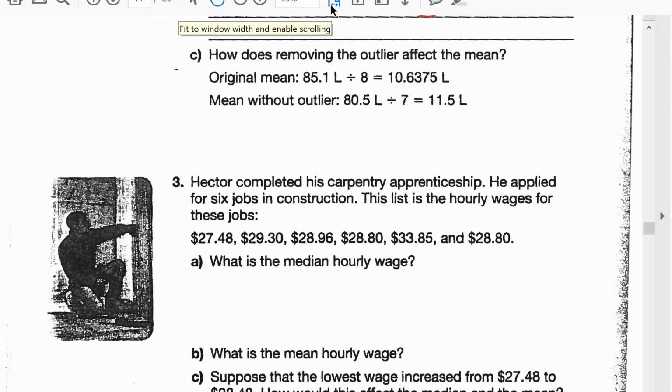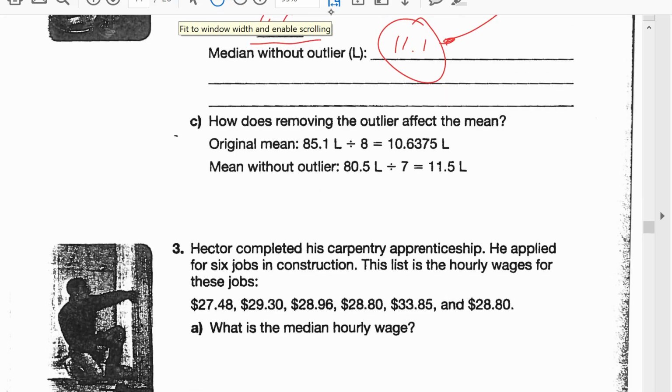Okay, C. How does removing the outlier affect the mean? All right, original mean, you added them all, divided by 8, you got this value. Mean without the outlier, added them all up, but didn't add the 4.6. And divide by 7, you get 11.5. What does that mean? The mean increased.